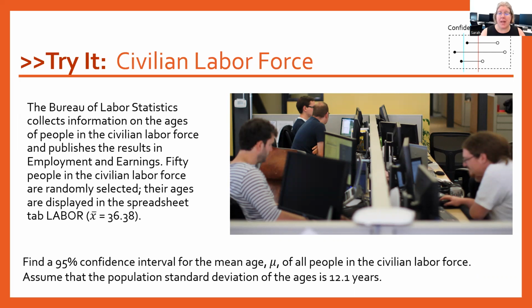Their ages are displayed in the spreadsheet tab Labor, and x-bar has been calculated for you. It's equal to 36.38. Find a 95% confidence interval for the mean age mu of all people in the civilian labor force. You may assume that the population standard deviation of the ages is 12.1 years. So you're welcome to find those endpoints with a calculator or with Excel, but go ahead and pause the video and give this one a try.